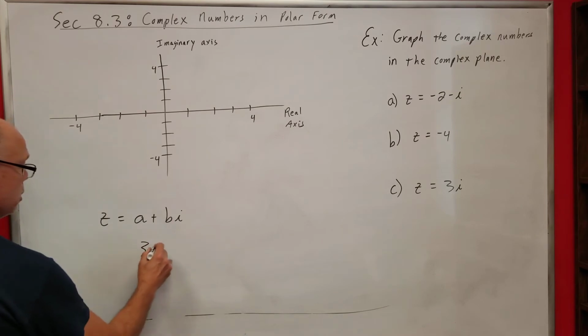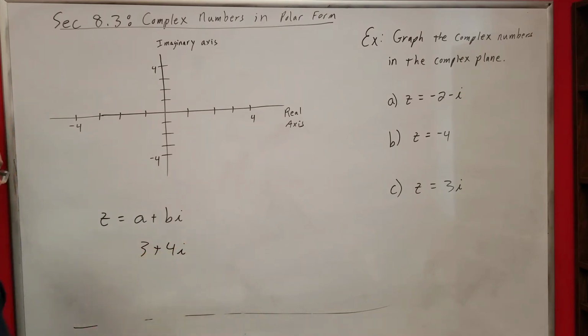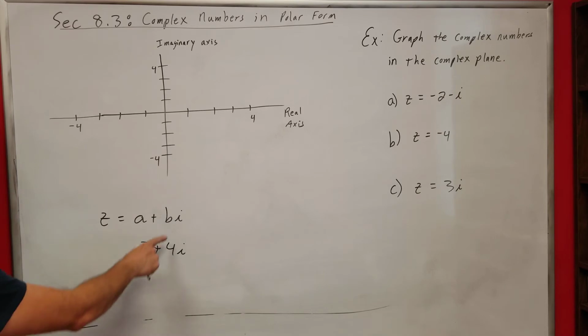It might be 3 plus 4i, okay? Where a is 3 in this case, and 4 is your b. They call a the real part, and they call b the imaginary part, all right?